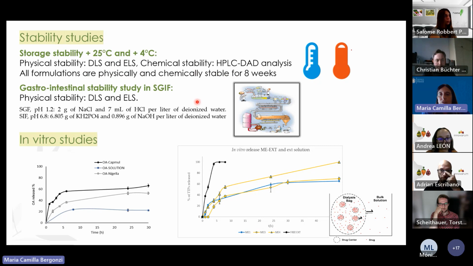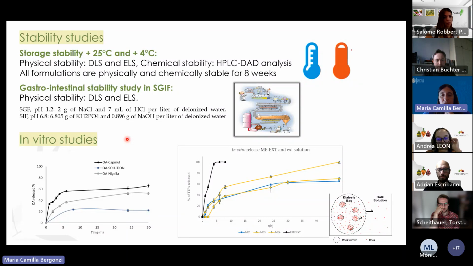The formulations were also considered regarding stability in gastrointestinal fluids, so we produced a simulated gastrointestinal fluid. We tested the stability of the formulations, and the formulations are stable in this environment.